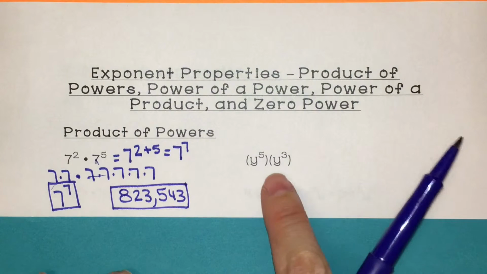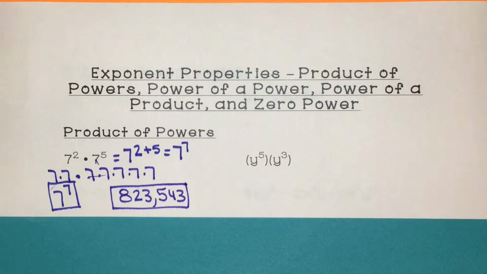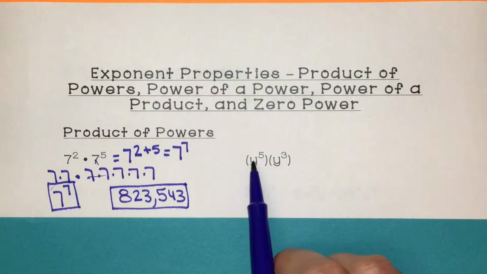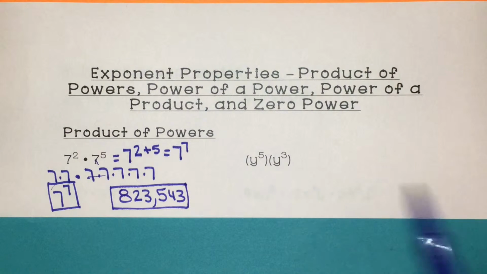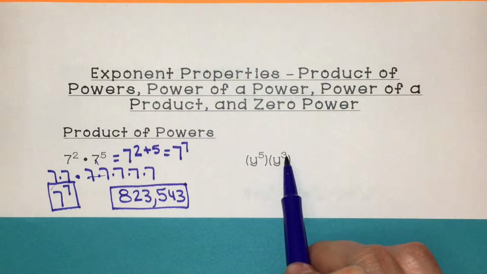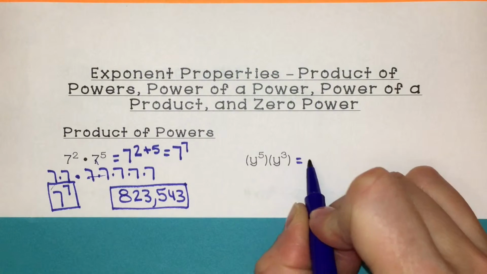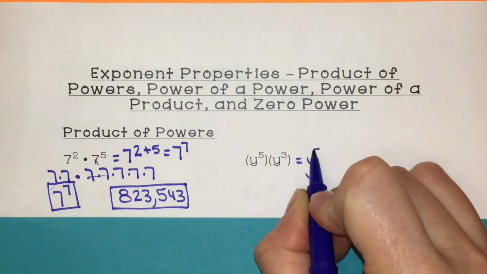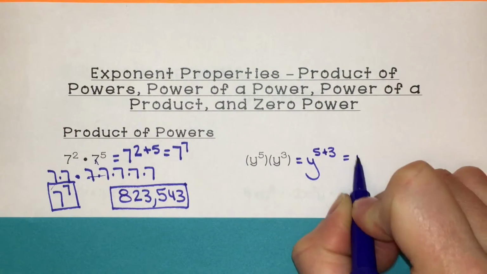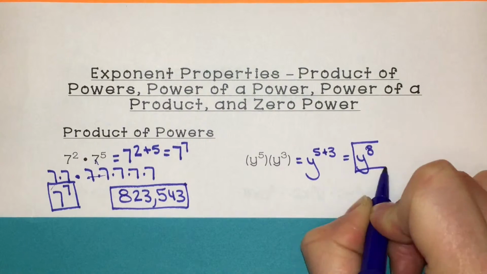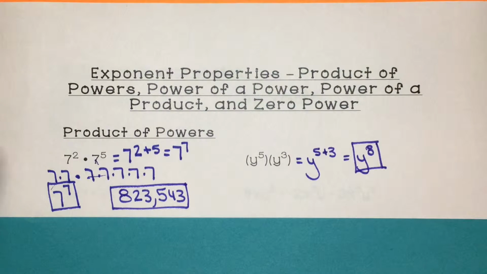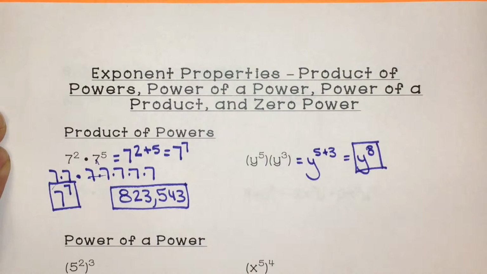All right, so here's just a different way to write that they're multiplied together. And in this case, we have variables instead of numbers. So same thing, y multiplied by itself 5 times, y multiplied by itself 3 times. So you're just going to add the total number of times that y is multiplied by itself. So keep the base the same, add the exponents. 5 plus 3 gives us y to the power of 8. That's your answer. So that one is product of powers.